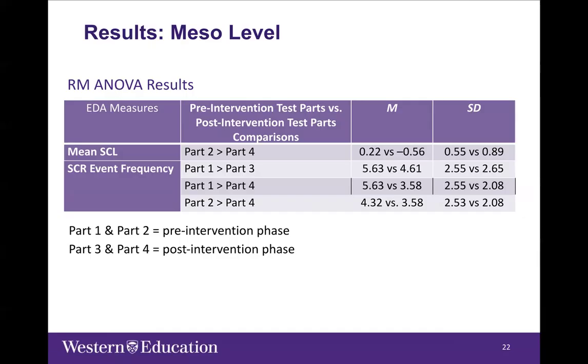anxiety. For SCR event frequency, participants showed more frequent emotional reactions in Part 1 than in Part 3 and 4, and also more in Part 2 than Part 4, indicating stronger stress responses at the beginning of the test. After the music intervention, these responses generally decreased. Finally, SCR event amplitude also differed across test parts, although the post-hoc comparisons were not significant. Overall, the findings suggest that music reduced how often emotional spikes occurred rather than their intensity.